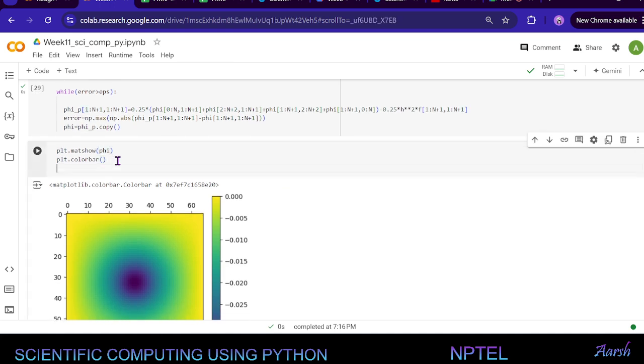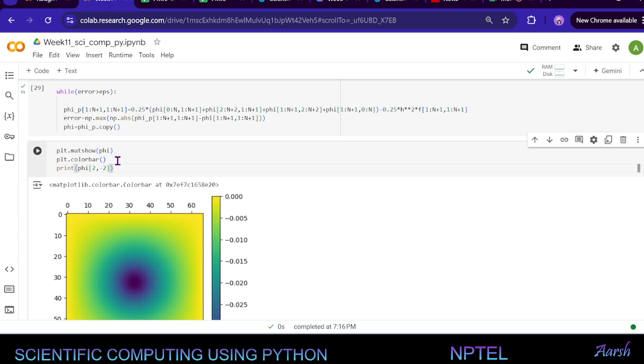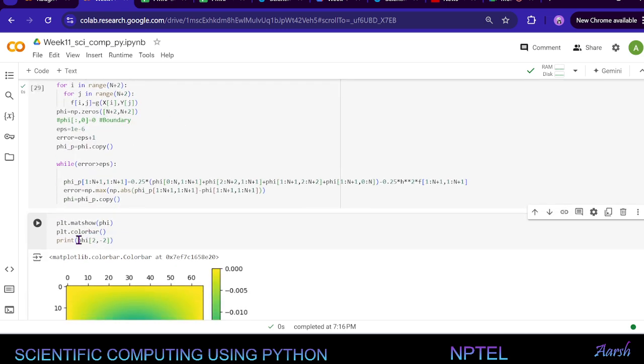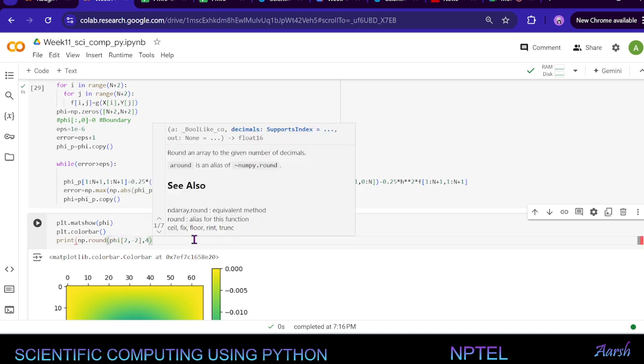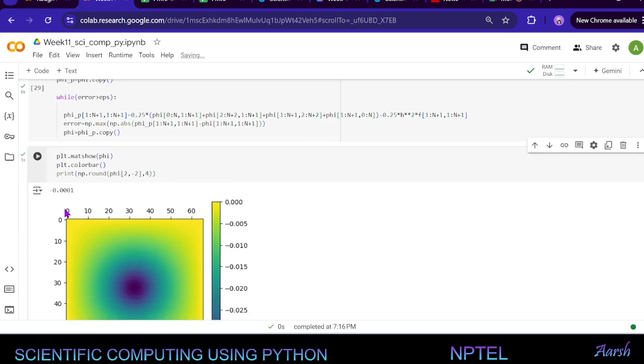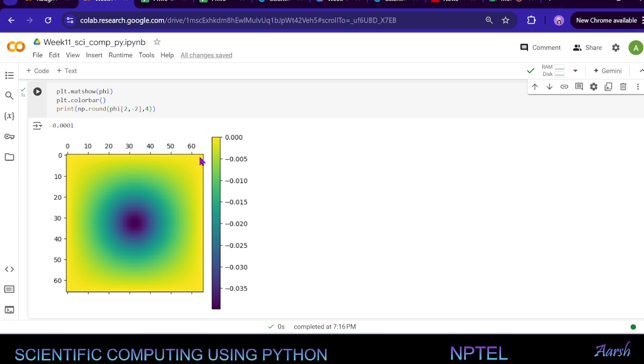So I can print phi of 2 comma -2. We have to round it off to 4 decimal places, so np.round to 4 decimal places. That gives -0.001. Why? Because again we are very close to the boundary, which is kept at 0, so it has to be very close to 0.